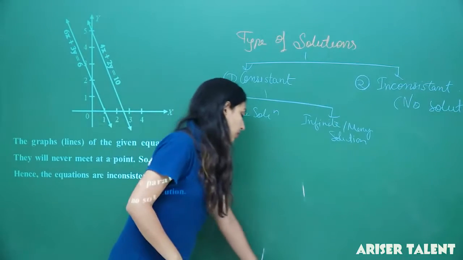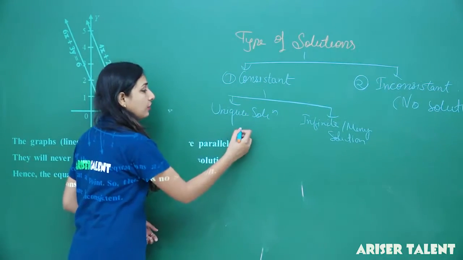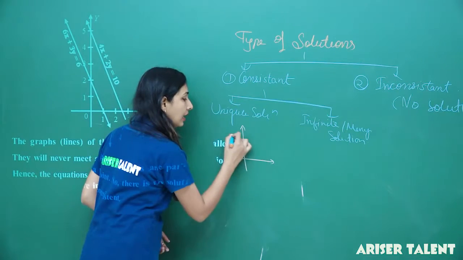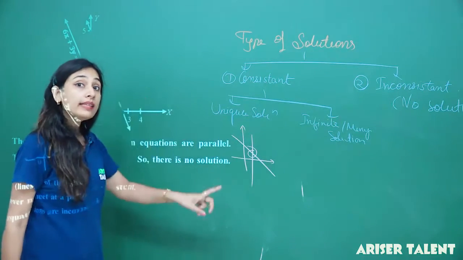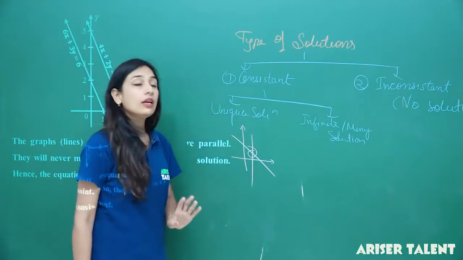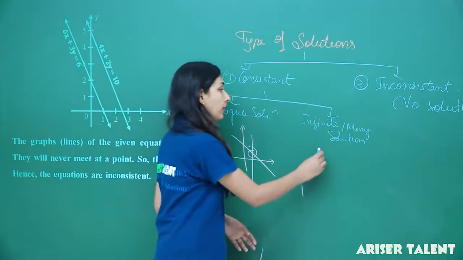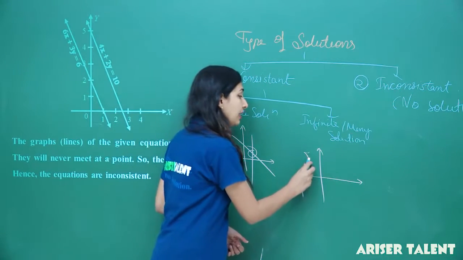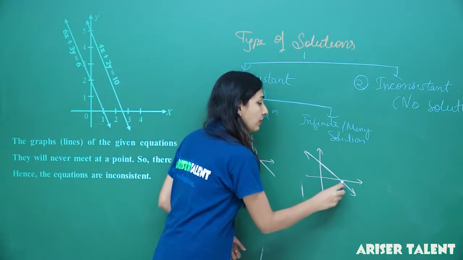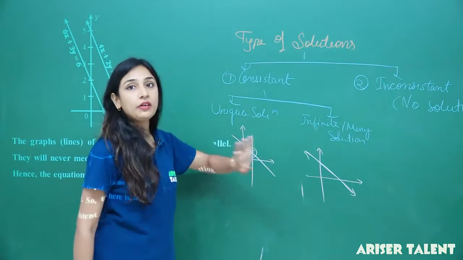Okay, so here it is. If you are having a unique solution, you will be having a graph like this, two lines intersecting at a point. Two lines intersecting at a point, these are called a unique solution. Now, if you are having two lines overlapping on one another, you will be having infinite or many solutions.